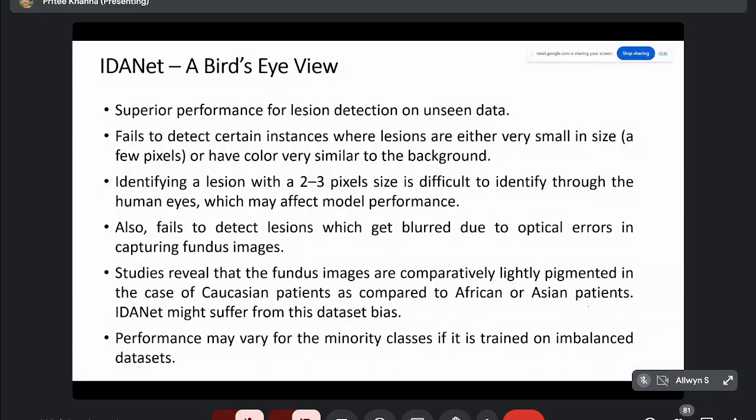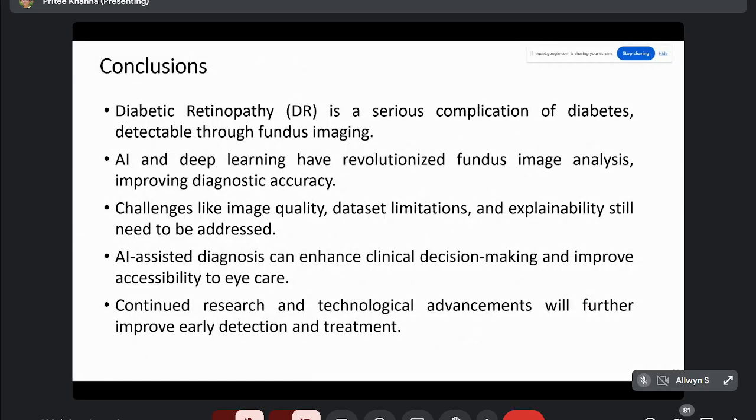Now, the performance may vary for the minority classes. Obviously, this is not specific to IdeaNet, it is in general true for all AI models, that if you are training on an imbalanced data set, the model will become biased towards some classes, right? So just to conclude, we are on time.